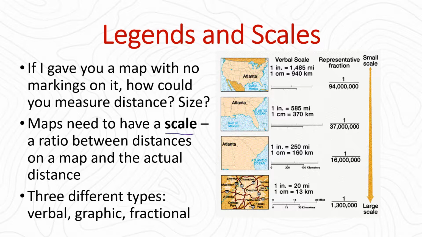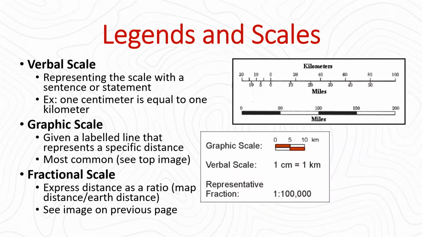So all maps must have a scale. And this is just a ratio between the actual distance and the distance as it is on the map. So what it's saying is, if you're looking at the map and you move 1 inch, how far did you travel in real life? It will help you when you're looking at a map to say, okay, is this a little hill that I'm looking at, or is it a big mountain range? There's three different types of scales. There's verbal, there's graphic, and there's fractional. And we're going to get into what those are on the next slide.